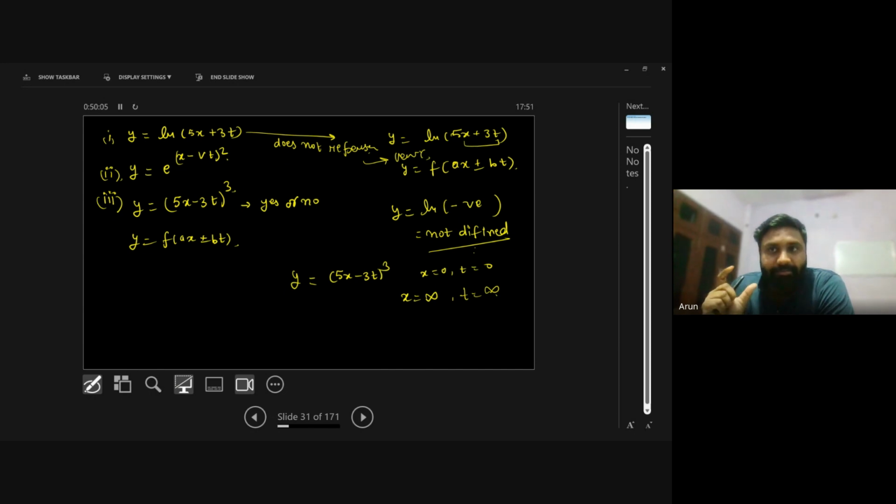So it is not defined for higher values, but it should be defined for all the values. For y to be a wave, it should be valid for all the values of x and t. That is violating rule number 2. So this is not a wave.